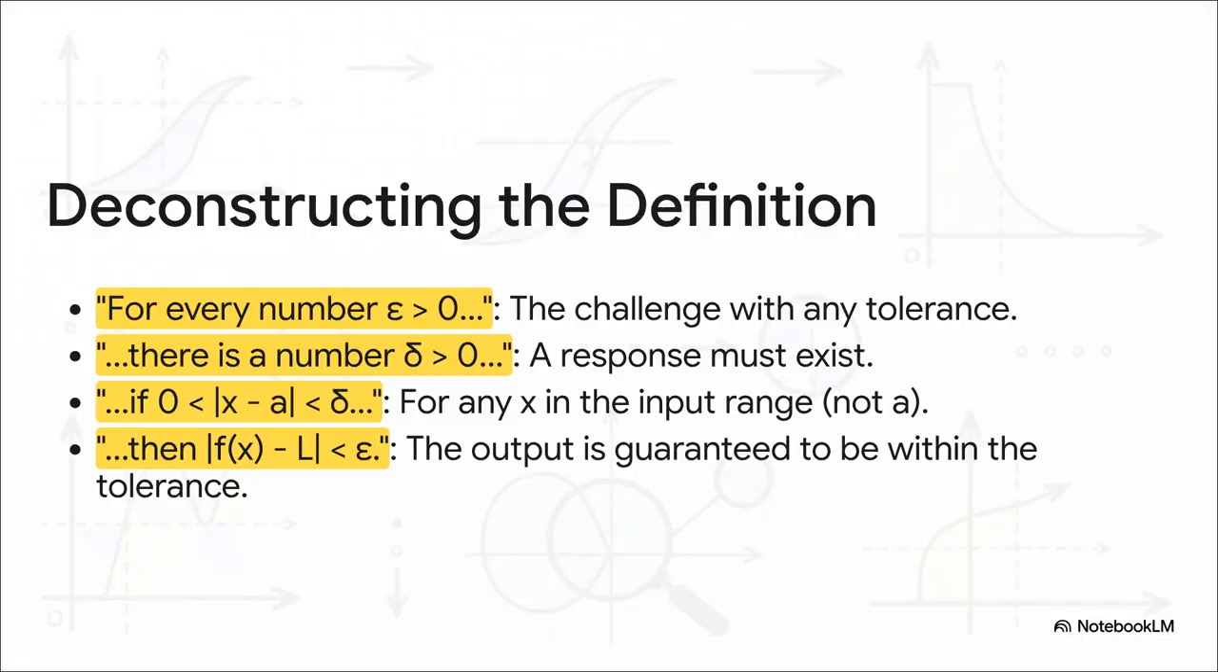See? It maps perfectly to our game. For every epsilon greater than 0, that's player A's challenge, there is a number delta greater than 0. That means a response from player B must exist, such that if x is within that delta range, well, that sets the input conditions. Then f of x is within epsilon of L, and that's the win.